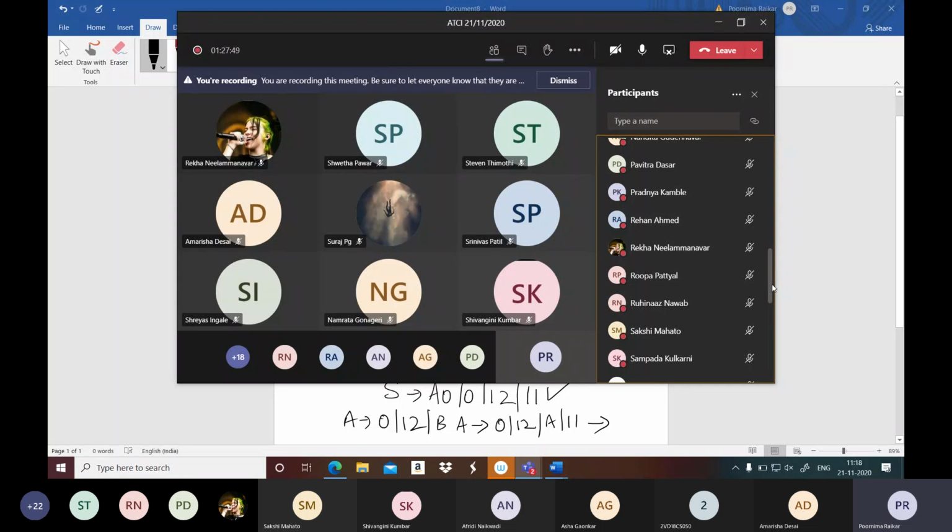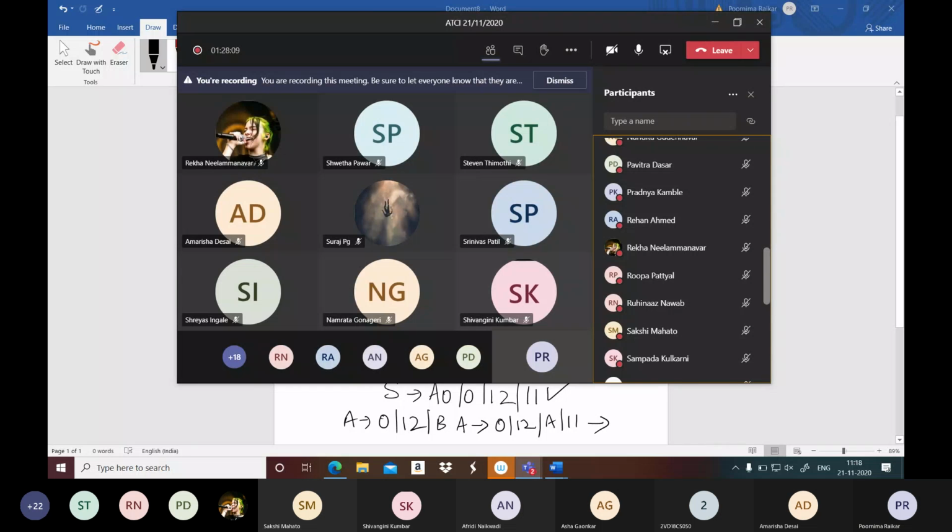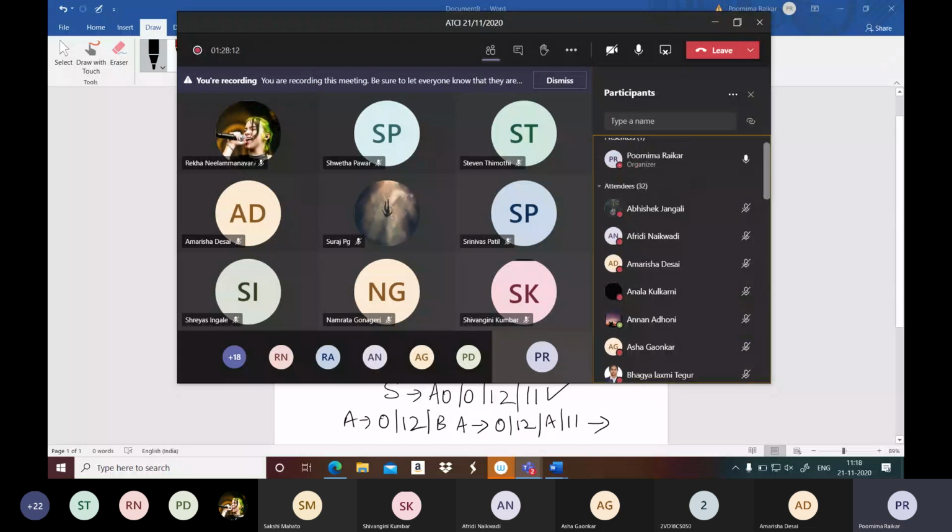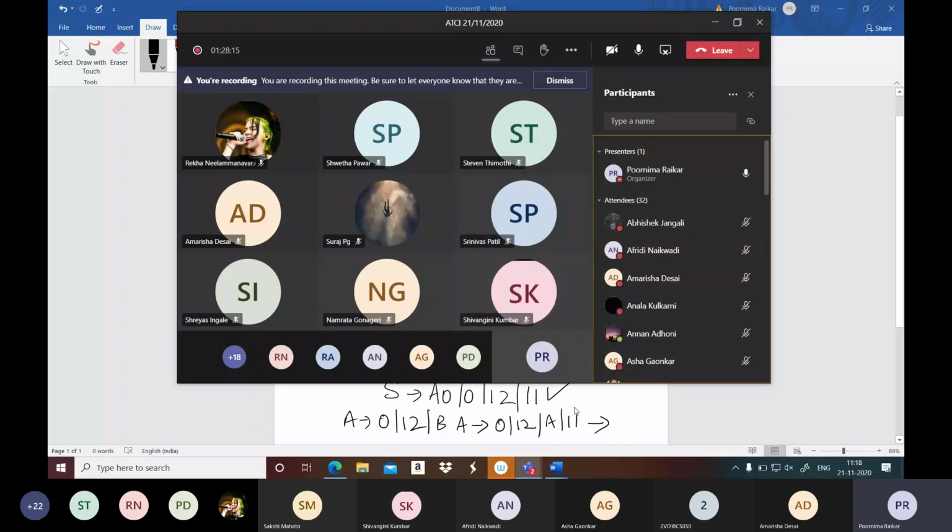This is what we have taken today: simplification of your grammar. That is elimination of useless production, elimination of unit production, elimination of epsilon production. So what is the summary of today's class? We have understood three methods of simplification of context-free grammars. One is elimination of useless production. Second is elimination of unit production. Third is elimination of epsilon production. So we have taken two examples each.